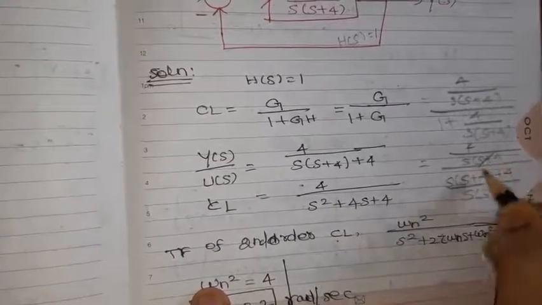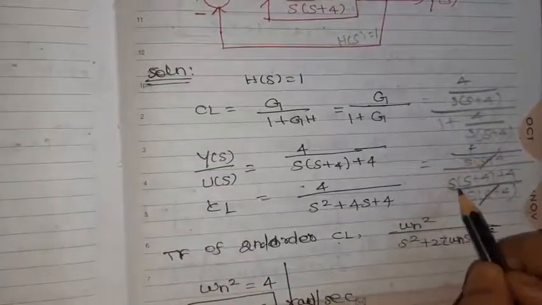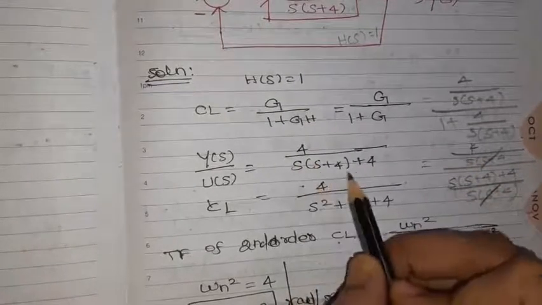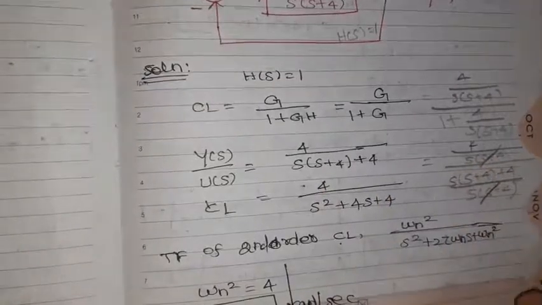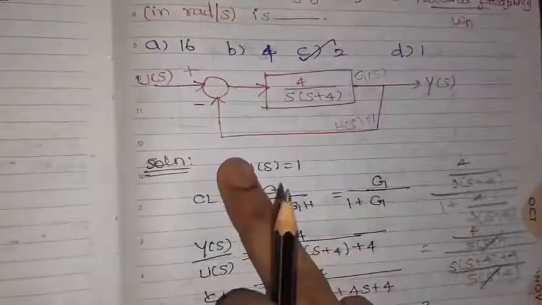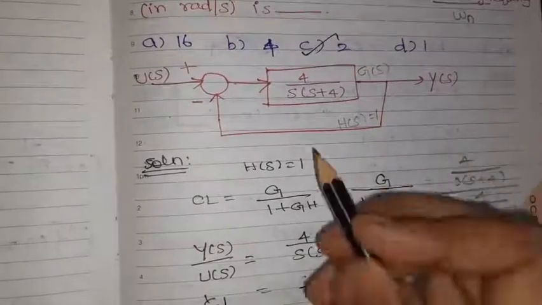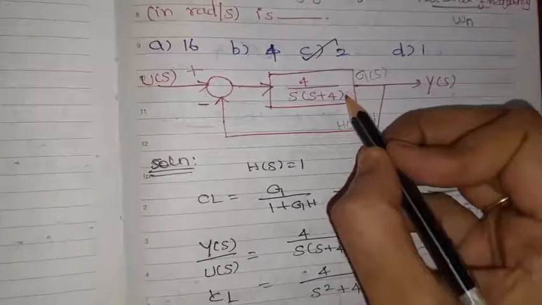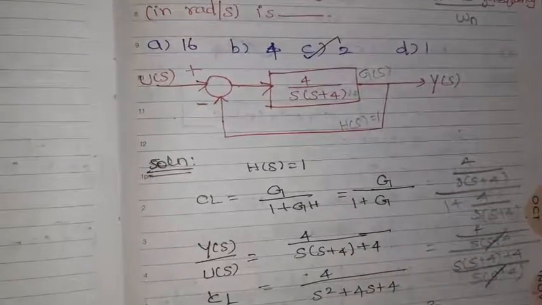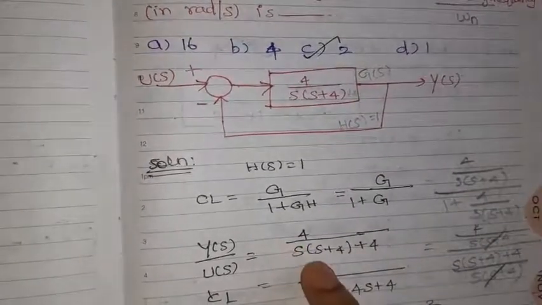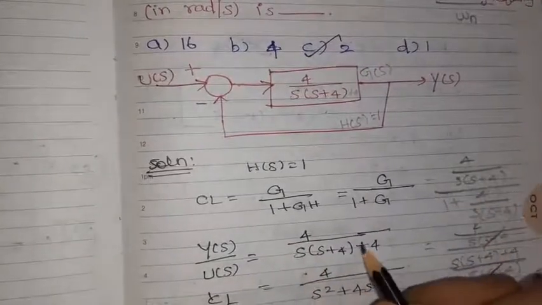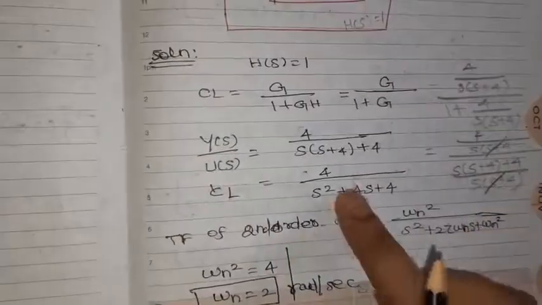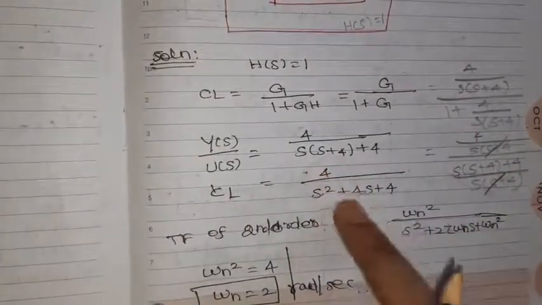So these get cancelled. What is remaining? 4 divided by s(s plus 4) plus 4. So in short, whenever there is unity feedback, there is no need to solve using the formula; just add the numerator term in the denominator. Now multiply inside: s squared plus 4s plus 4.